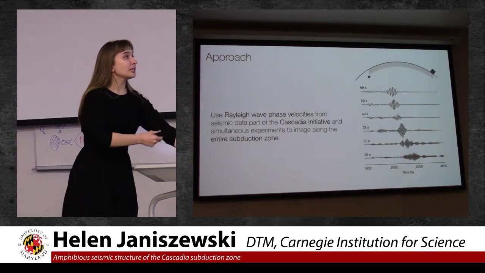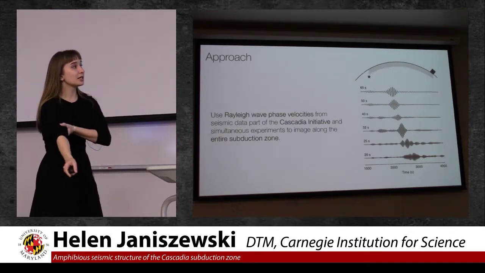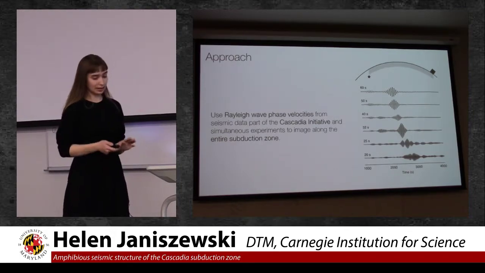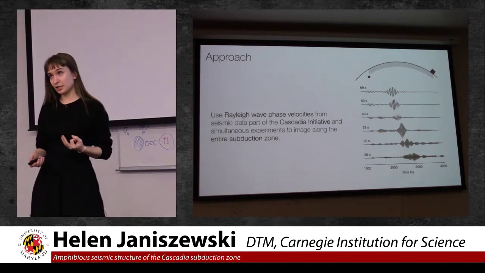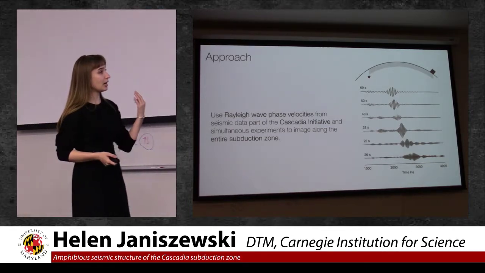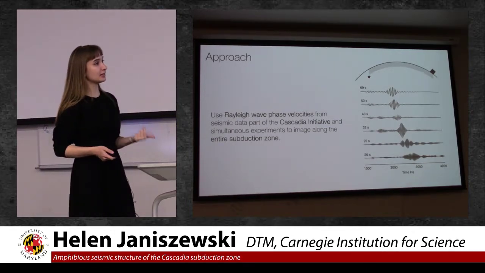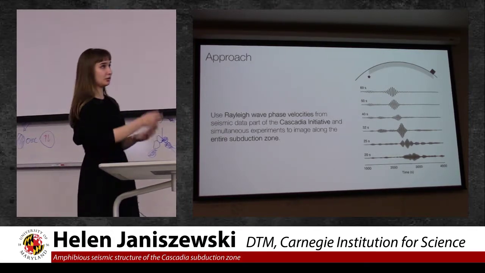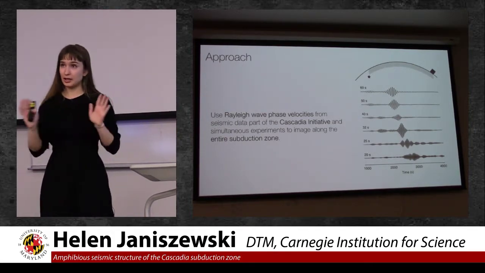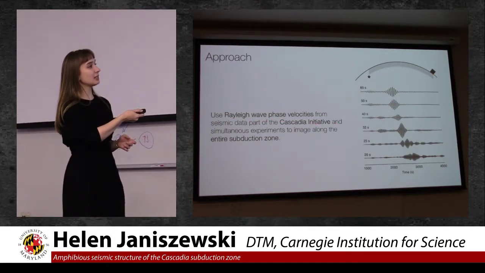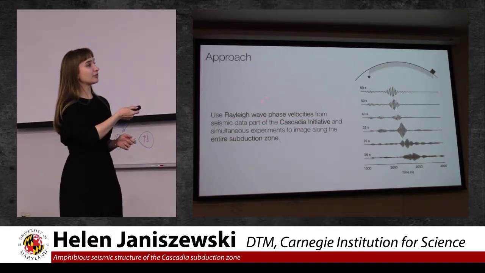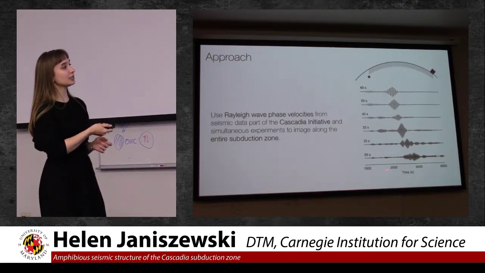But just to give you a brief overview of the approaches that I'm going to be using, so we're all more or less on the same page, I'm using three different types of seismic imaging in my research, and they have varying sensitivities, strengths and weaknesses. I'll go over them briefly here so you have an understanding of that. So the first is Rayleigh wave phase velocities that have been recorded as part of the Cascadia Initiative.